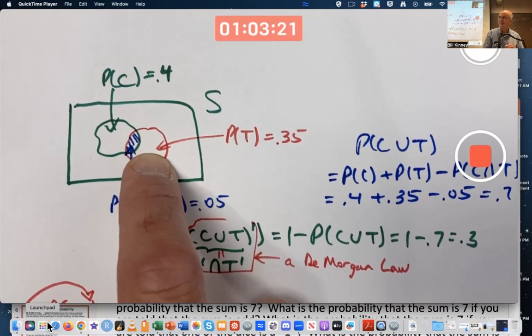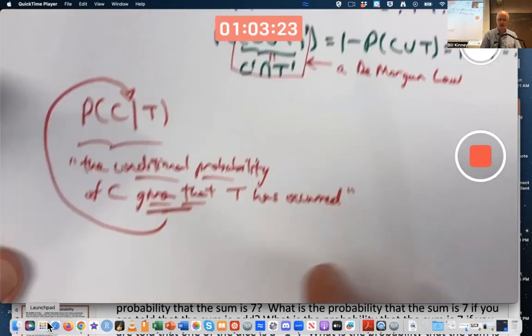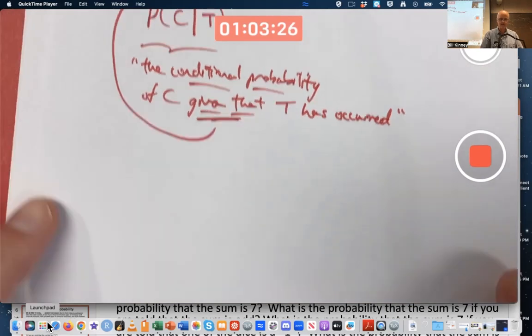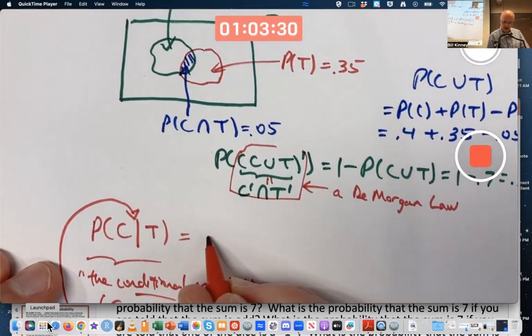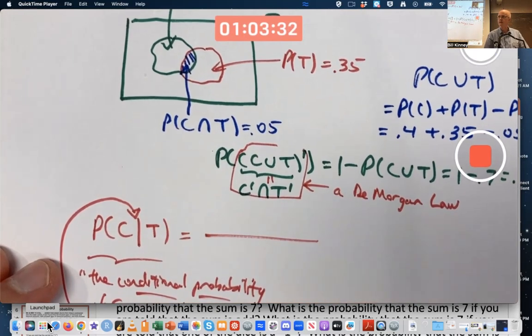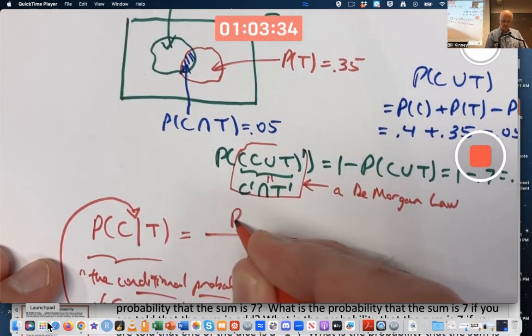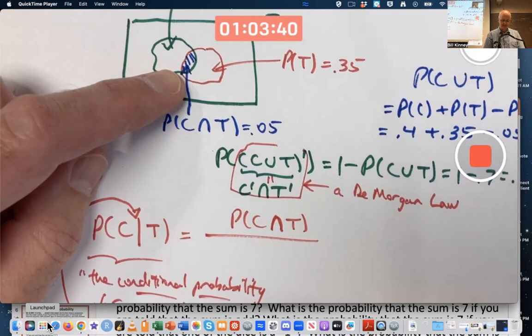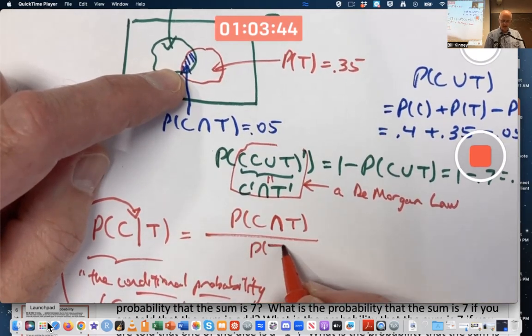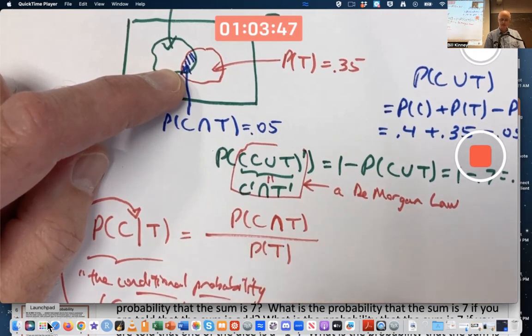And that is what's done. Though when we write it as an equation, it's not literally areas, it's probabilities. It's the ratio of two probabilities. The probability of being in both blobs, C intersect T, that represents what's shaded blue there, divided by the probability of being in the red blob, P of T.